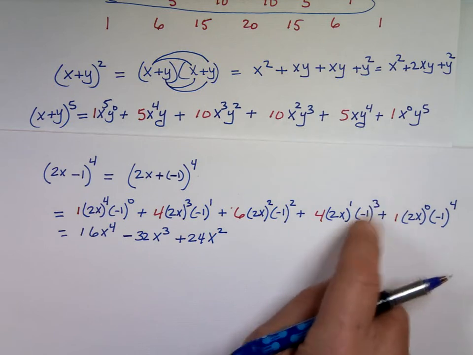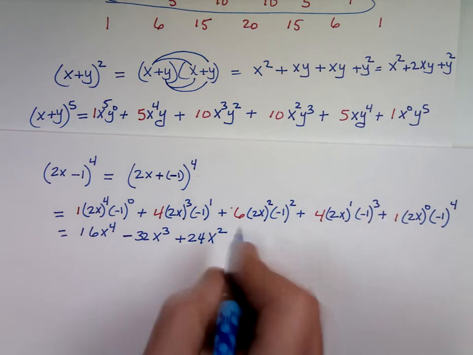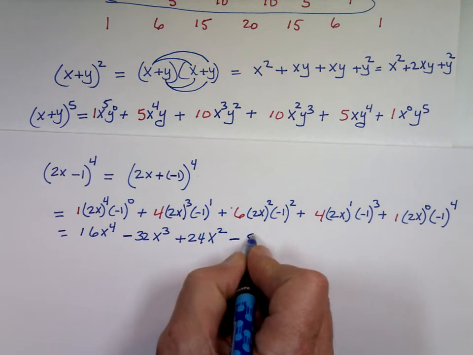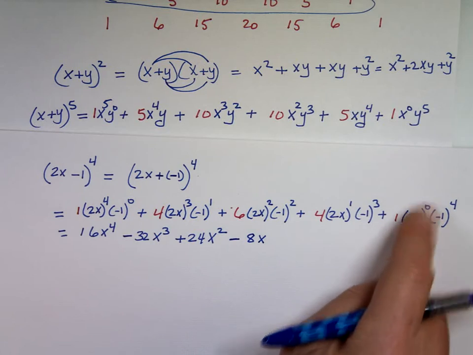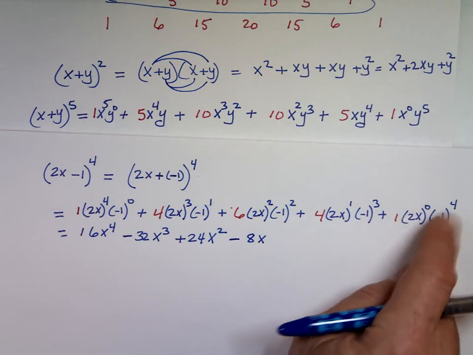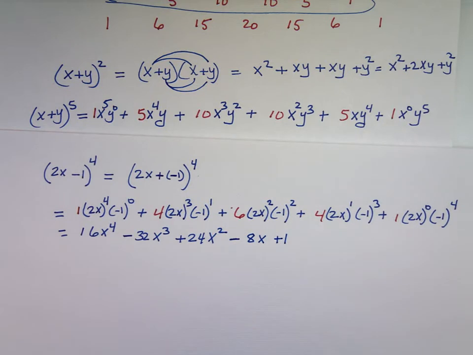Minus 1 cubed is minus 1. What's minus 1 times 4 times 2? Negative 8, and there's the x, right? Anything to the 0 power is 1. What's negative 1 to the 4th power? And that's your answer. That's our final answer?